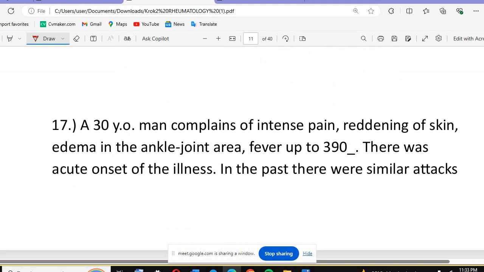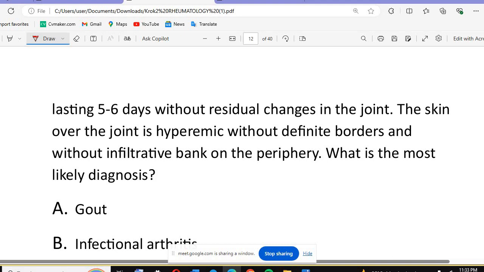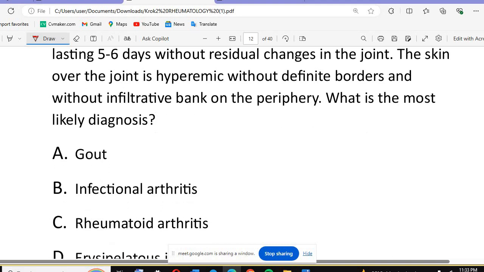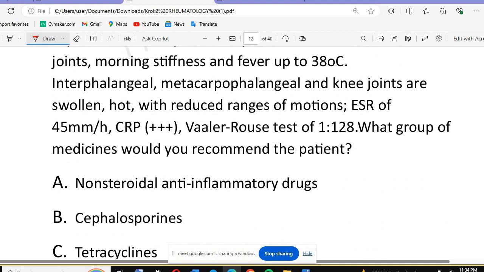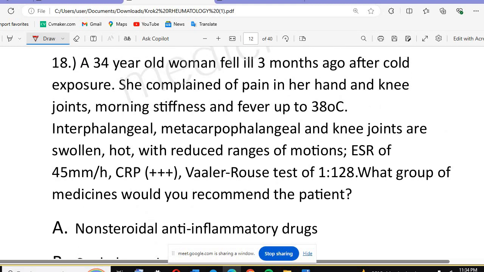After that we would be having question number 17. Question number 17 is about gout. That is the same question, the repeated question. Then after that we would be having question number 18.